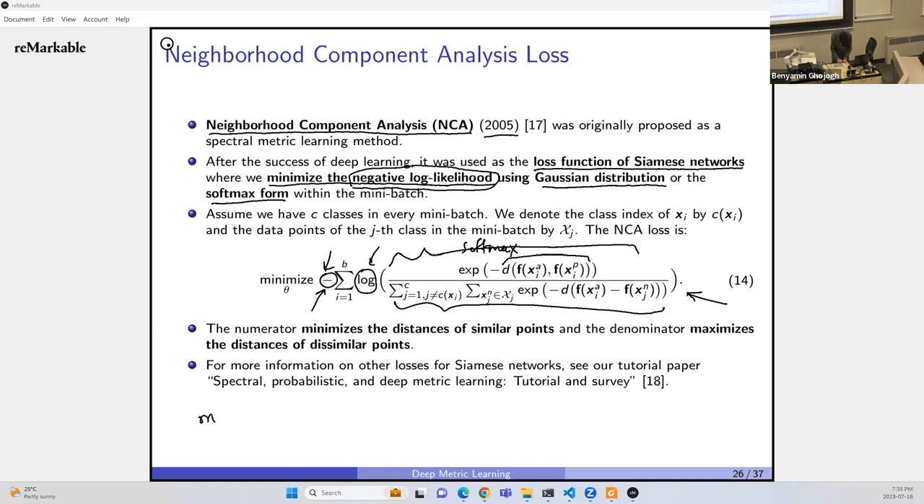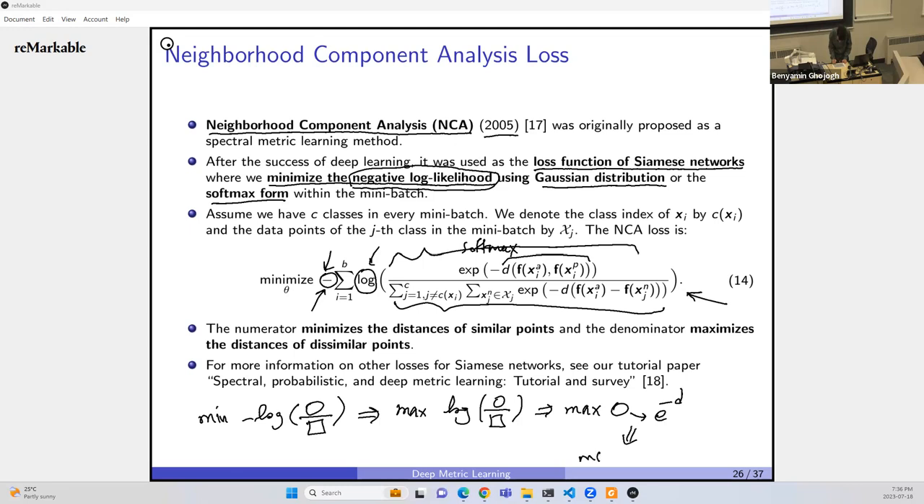Let me repeat it. Minimize minus log of something over something. You can see it as maximize log of something over something. You can see it as maximize the numerator. What is the numerator here? E to the minus distance. So maximizing this is equivalent to maximize minus d, because exponential is a monotonic function, increasing monotonic. Then this means minimize d. Did you understand the analysis? So it means that I'm minimizing the distance of anchor and positive as expected.